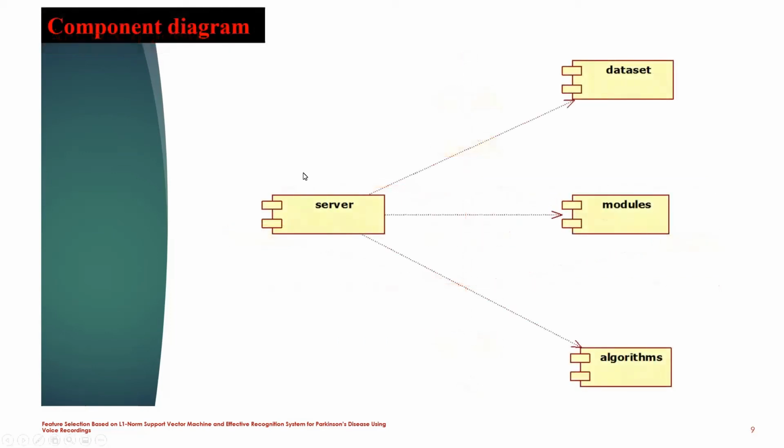Component diagram. A component diagram is used to break down a large object-oriented system into smaller components. This one is called a rectangle box with the component name, and contains component names, icons and stereotypes. First one is the server, then goes to dataset and modules and algorithms, with connection to algorithms.